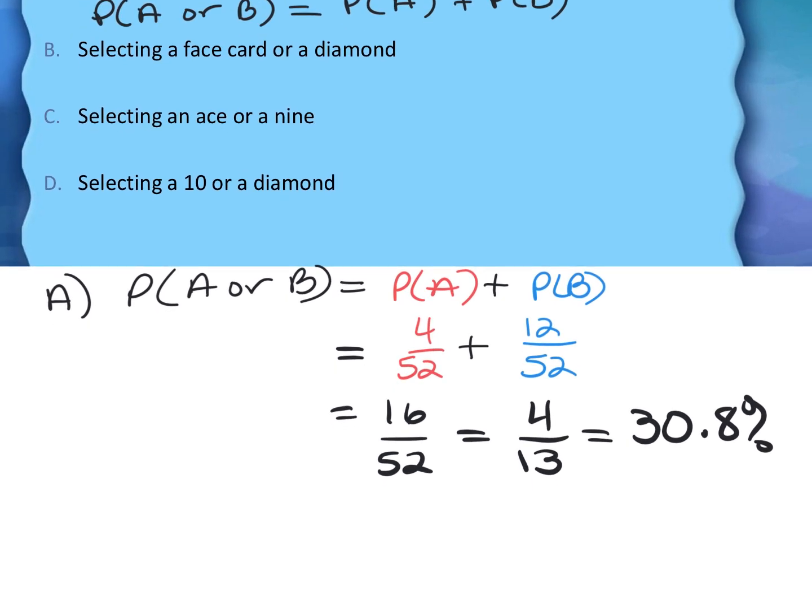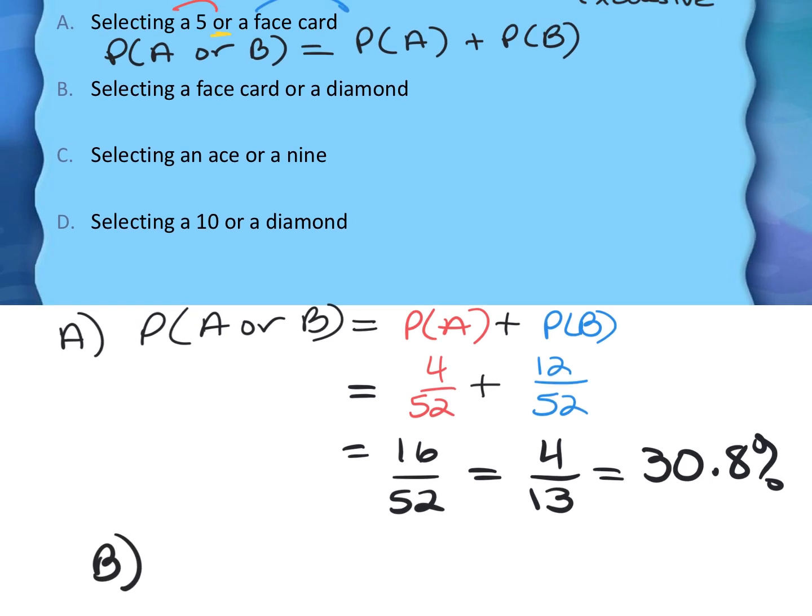Then for part B, this is going to be selecting a face card. So this will be my event A. And my event B is going to be a diamond. This time, I can actually have something that is a face card and a diamond at the same time. I have the jack of diamonds, queen of diamonds, and king of diamonds. So this one is an example of overlapping events.